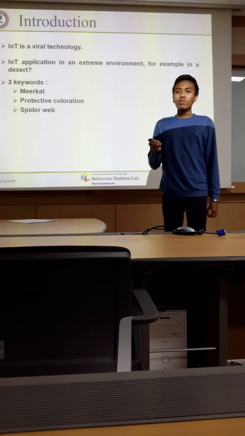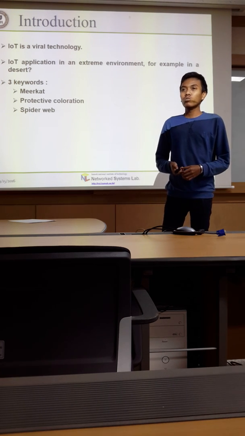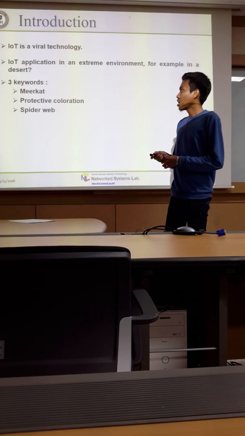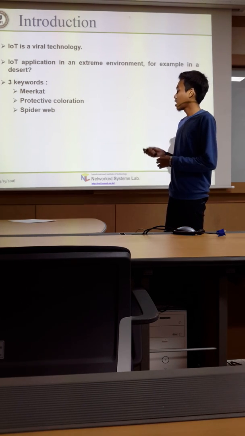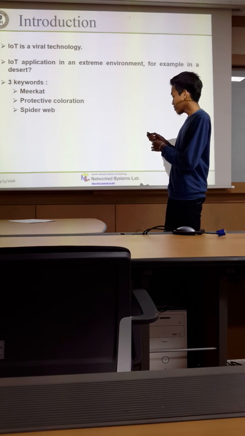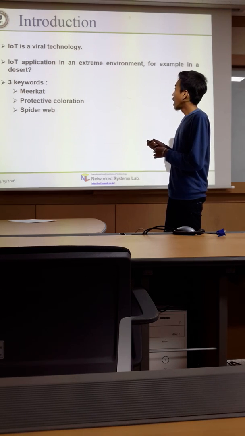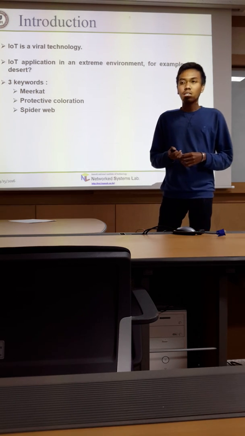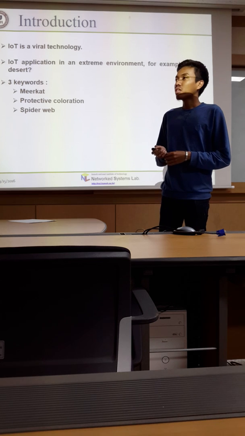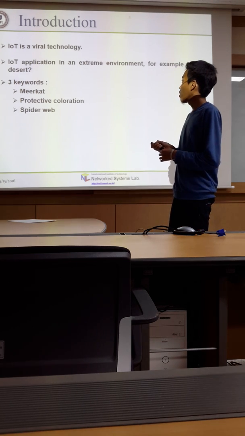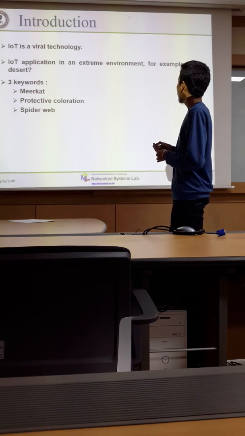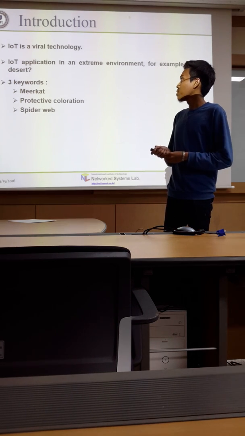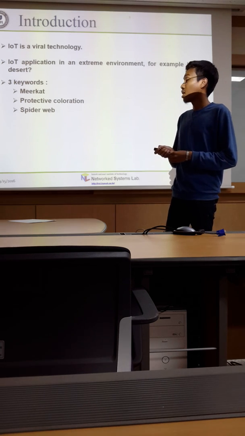So, we already know that IoT is a viral technology. It is commonly used for helping people make life more efficient. IoT is now commonly deployed in the city. So it is still rare to develop IoT applications in an extreme environment, for example, like a desert. So how can we make it possible to deploy it in a desert like that?